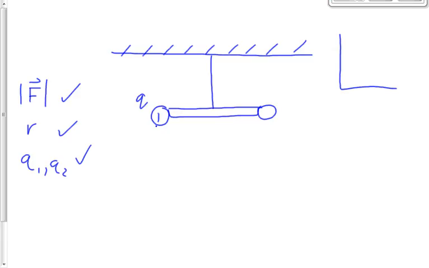The first one, he changes the value of Q1. It's Q, and then it becomes a 1/2 Q, then a 1/4 Q, and so on. The manipulated variable there is Q1. The responding variable would be force. How much does the string twist in response to that? Plots a graph of F versus Q1, gets a straight line.